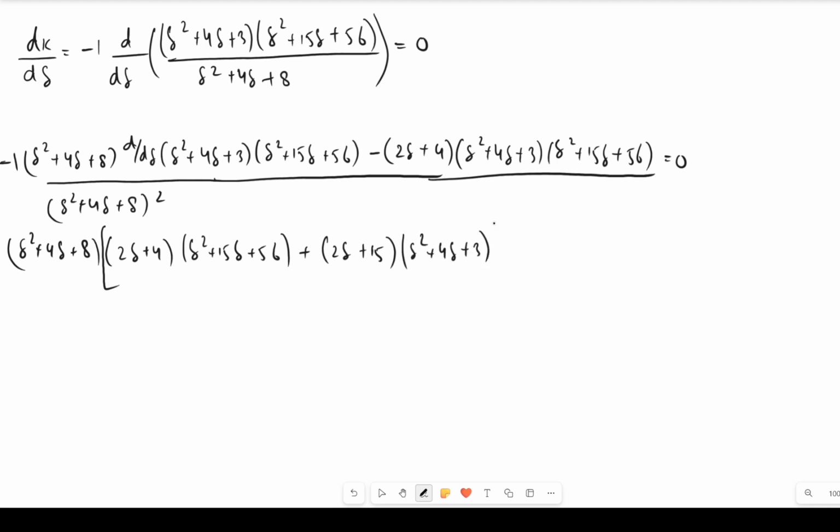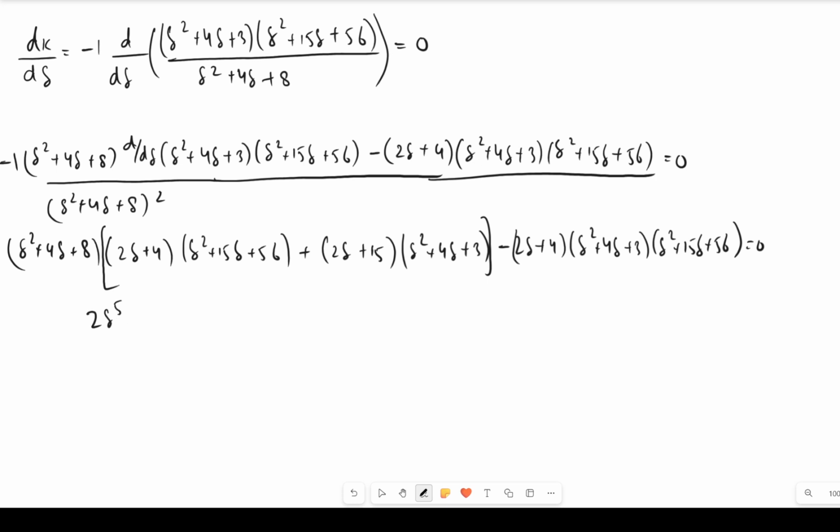So this is basically the product rule of derivative: minus 2 sigma plus 4 sigma squared plus 4 sigma plus 3 sigma squared plus 15 sigma plus 56 equals 0. Now if you solve this whole thing, multiply these two things, multiply these two things, add all these, multiply with this, multiply all these three things, you'll get an equation of the power of 5, and I'm writing it directly.